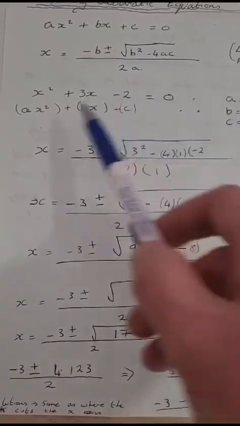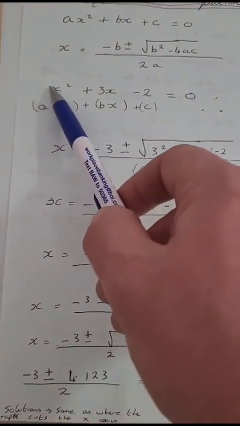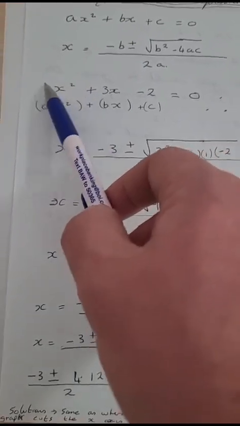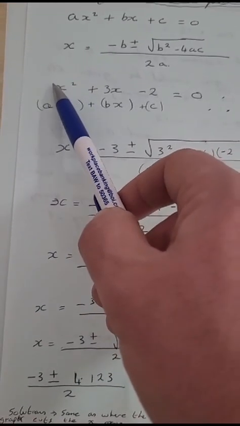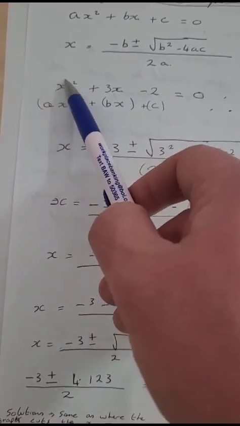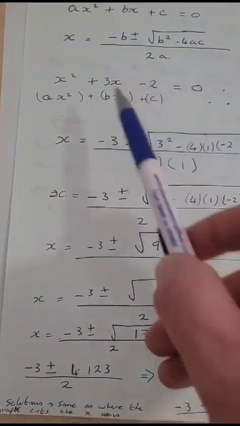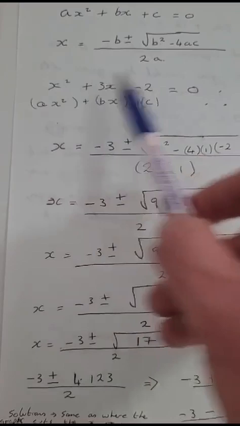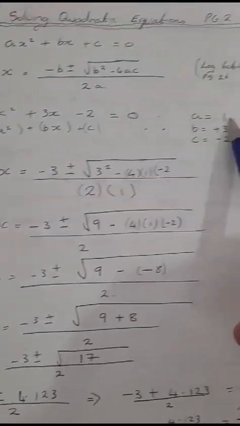So a is equal to 1 because x squared is the same as 1x squared. So whatever is in front of the x squared is a. If that was 6x squared, a would be 6. But when it's just x squared, it means it's 1x squared. So we know a is 1.